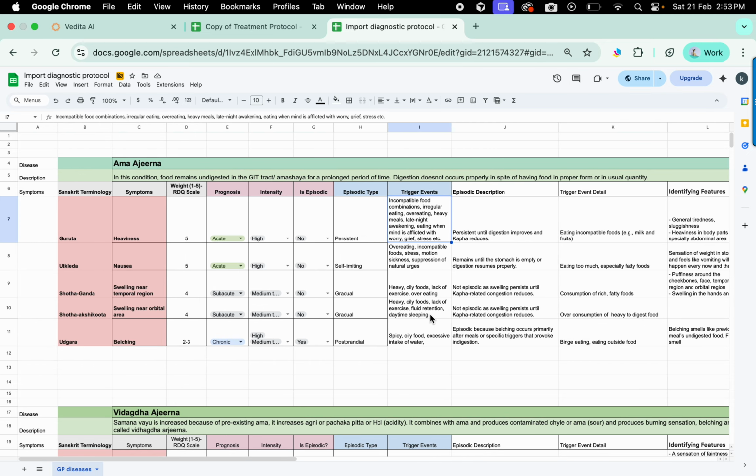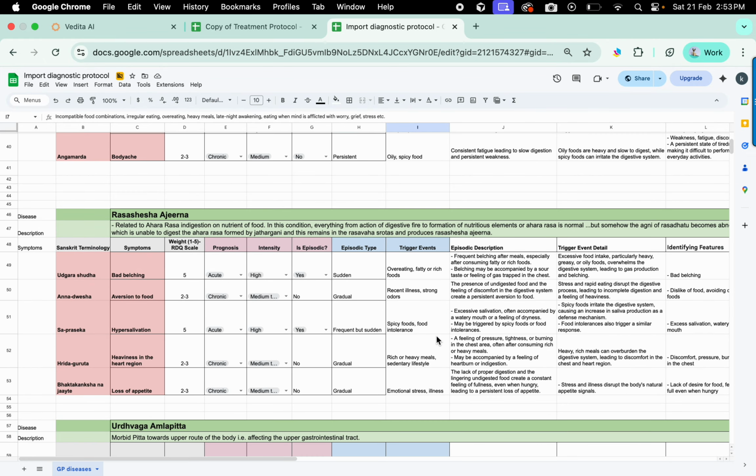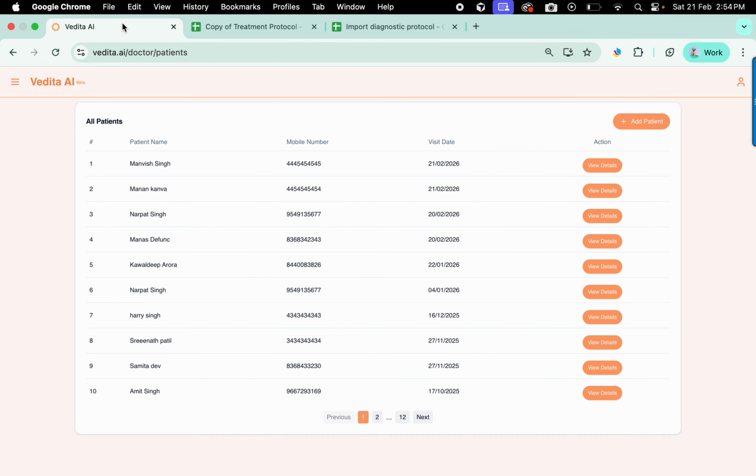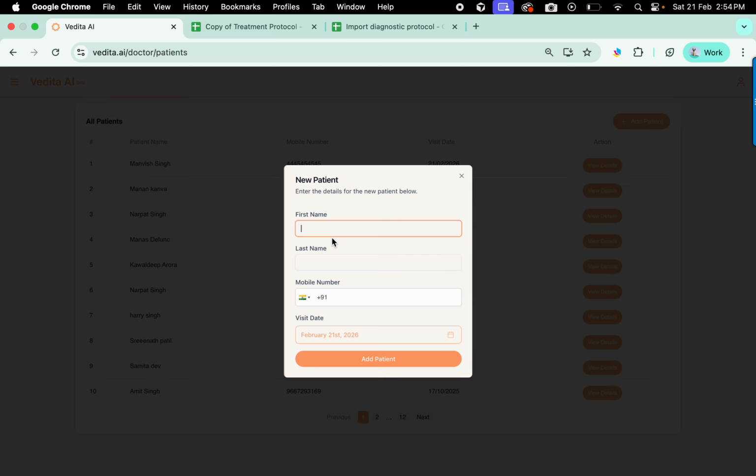So the AI will guide correctly based upon the treatment protocol or the diagnostic protocol that we have defined. That's the USP. So let us see how that is being done. So I'm adding a patient.